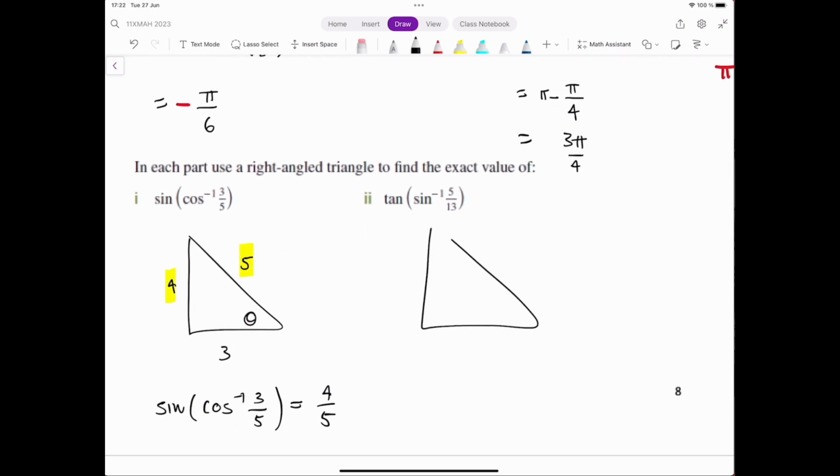In a similar way, we're going to say this is theta. This would be 5, that would be 13. Using Pythagoras' theorem, this is going to be 12. So tan of sine inverse of 5 on 13 is equal to opposite over adjacent, which is 5 over 12.